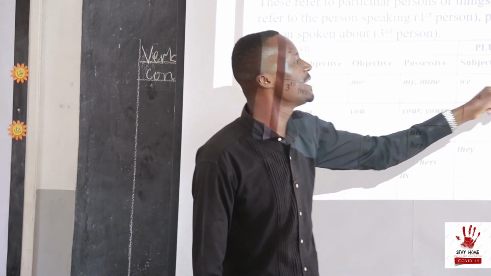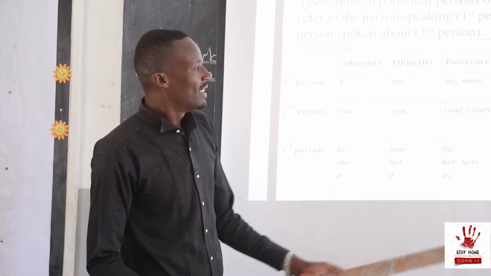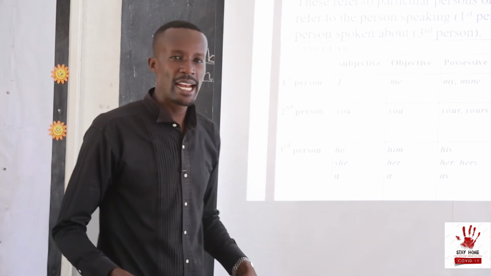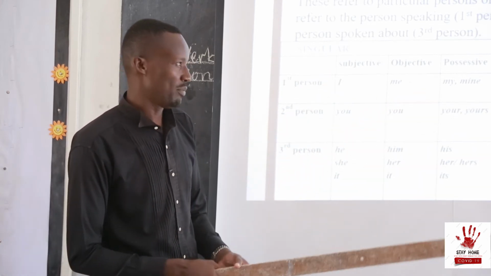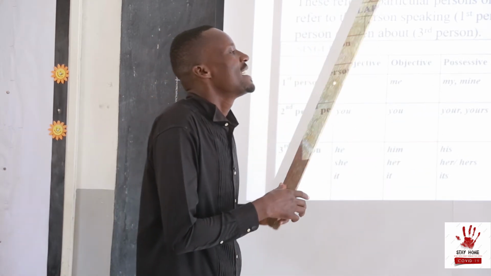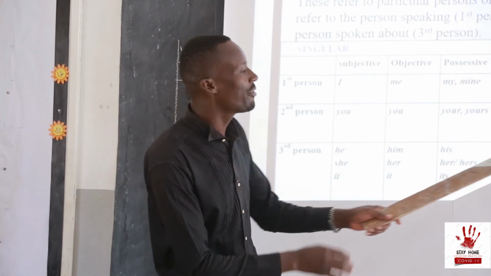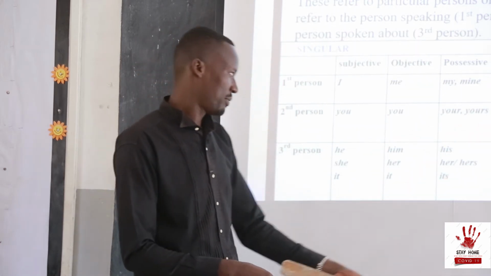Then the next form we have is the reflexive form, the self words. These are used to show that the subject did the action without any help. If we say, I killed the snake myself, I, the subject, killed is the action, the snake myself. It means I did it without any help. So the reflexive forms of pronouns show that the subject did the action without any help.